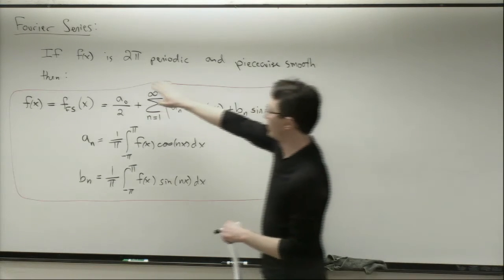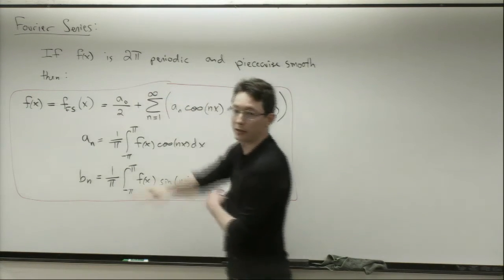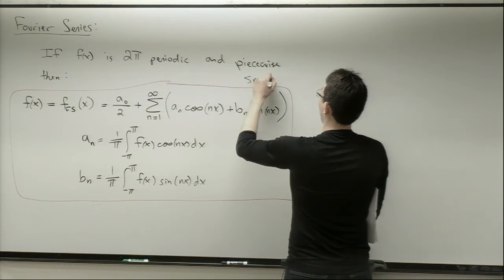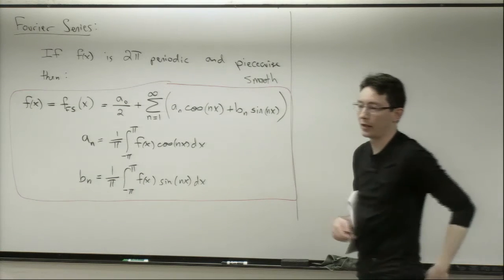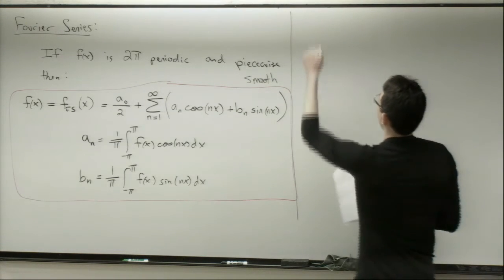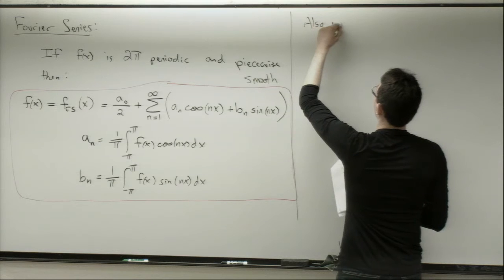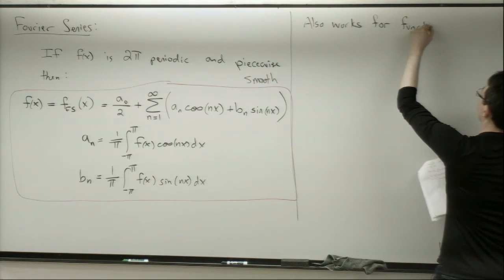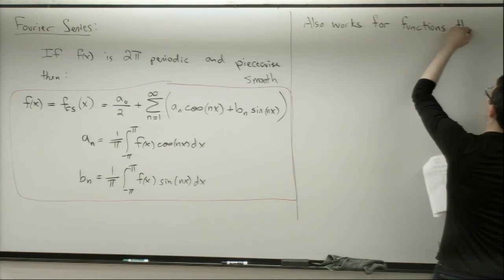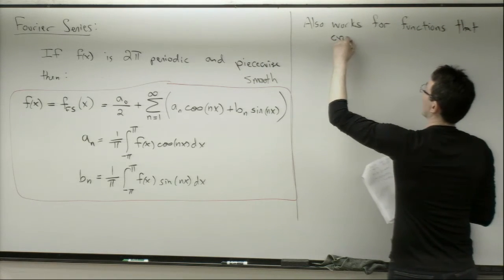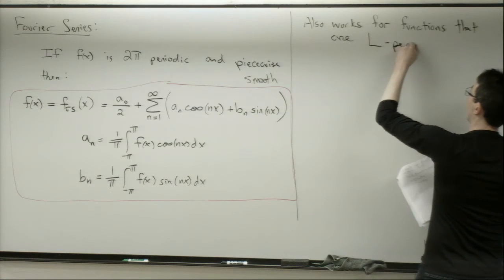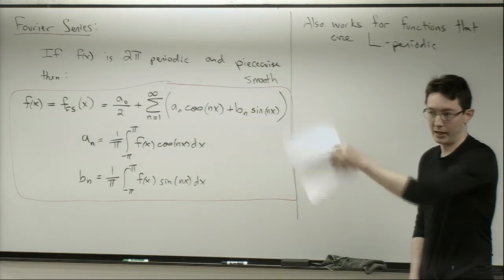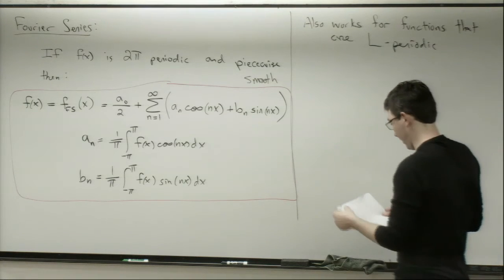So I gave you a function that's 2 pi periodic. Now I'm going to generalize this. They don't have to be 2 pi periodic. They could just be L periodic. So this also works for functions that are L periodic. This L is just a length. It's not L like Lebesgue's name. This is just a length, L periodic.